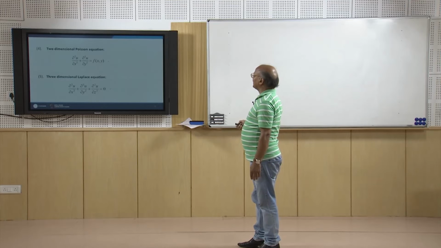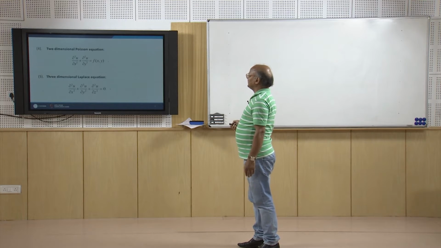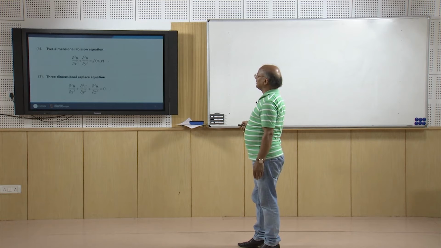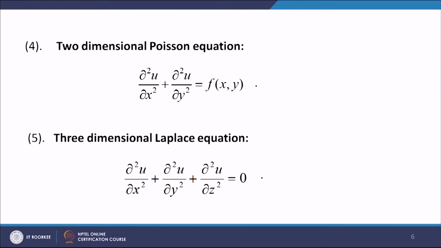Let us consider the two-dimensional Poisson equation. This is again a second order, first degree linear non-homogeneous equation if f(x,y) is not equal to 0. If f(x,y) is equal to 0 for all x, y in some region, then it will also become a homogeneous equation. And this is the three-dimensional Laplace equation. Here this is a second order first degree homogeneous linear differential equation.